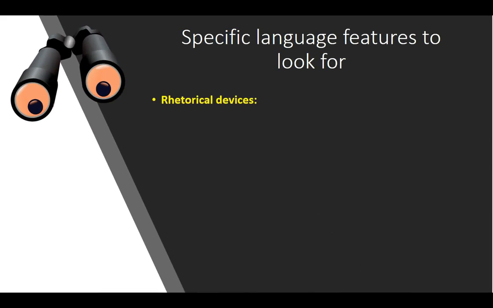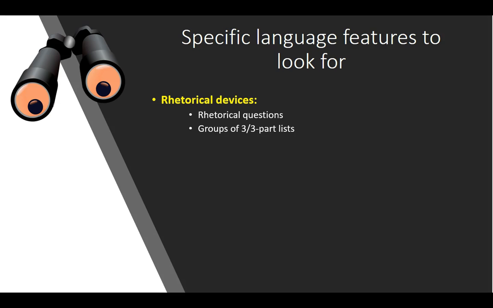We'll begin by looking at the specific language features that you should be paying attention to, that you should be on the lookout for. Obviously, top of the list with these non-fiction texts are rhetorical devices. So that includes things like rhetorical questions, questions where there is no answer required because it's either so obvious or the writer goes on to give that answer.